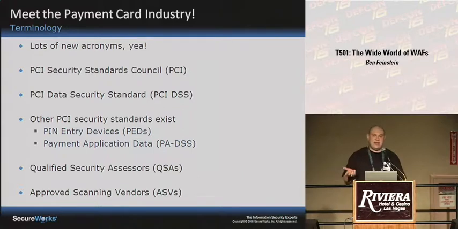So a QSA. A QSA is a qualified security assessor. Now, you have to become certified by the PCI Standards Council to become a QSA. And there's also approved scanning vendors, ASVs. And these are organizations that have been approved to provide web application scanning to detect these vulnerabilities that are covered under the PCI DSS. So an example of an ASV would be like Qualys.